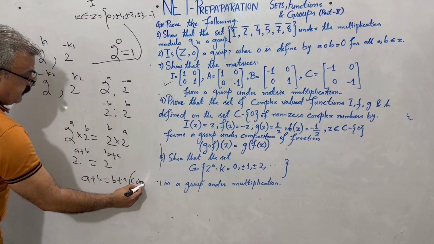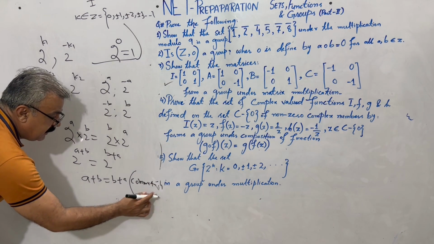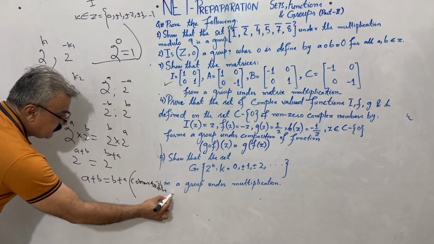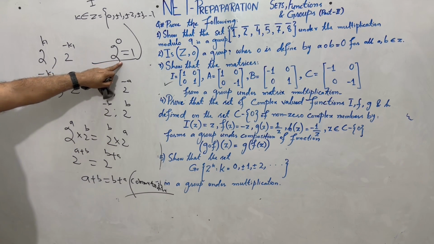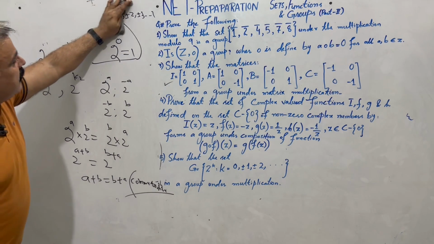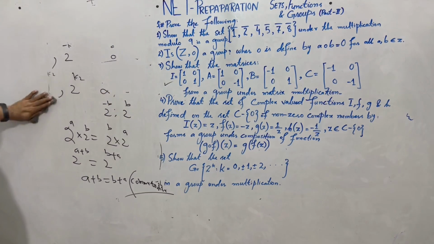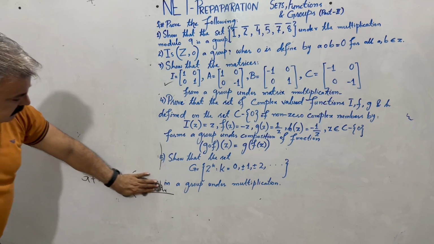Addition of integers is commutative. So it's a group under multiplication as well as a commutative group. It also satisfies the fifth property as well. It has identity. It is closed. Every element has an inverse, and the inverse is unique.